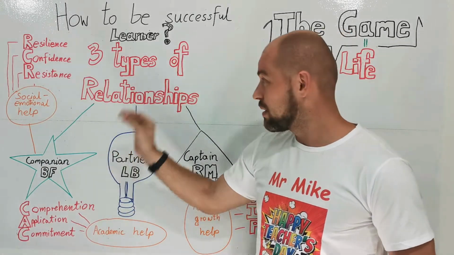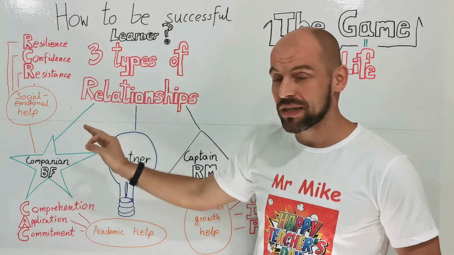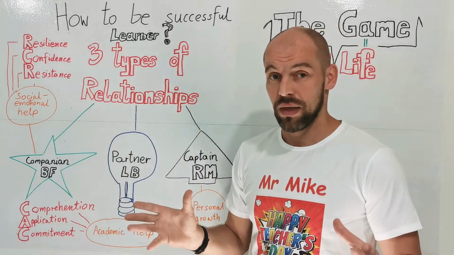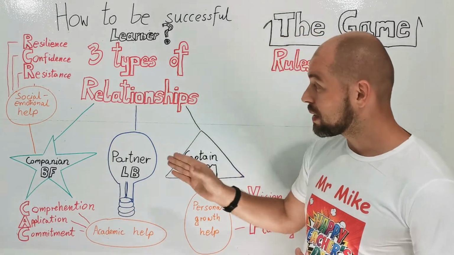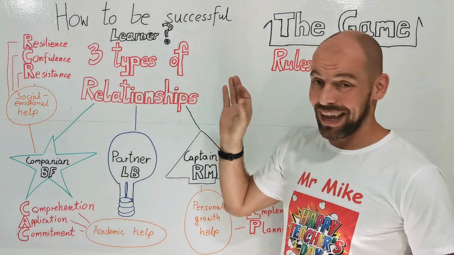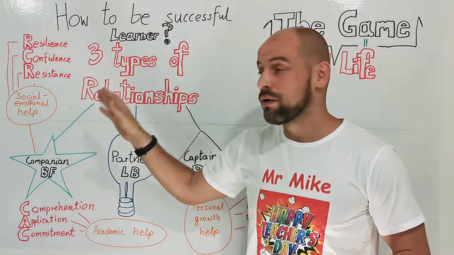Why do you need that in your learning environment? Because the BF, the companion, will help you with your social, emotional challenges, okay? So what I call it is RCR help, okay? And that's nothing else than resilience, confidence, and resistance.